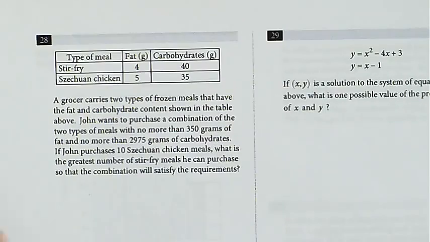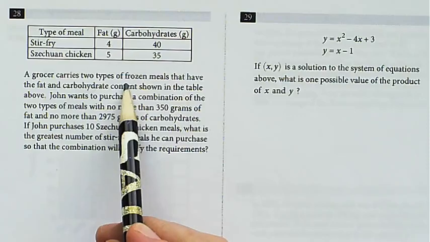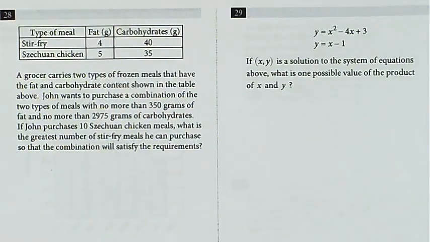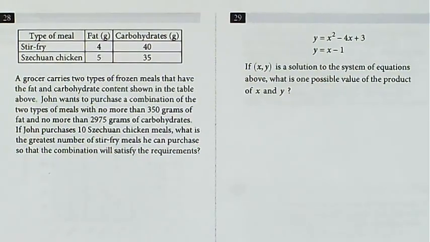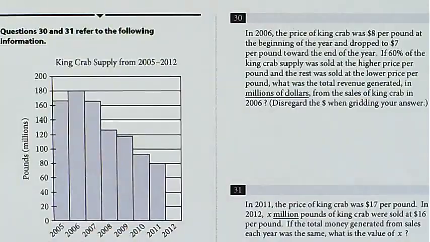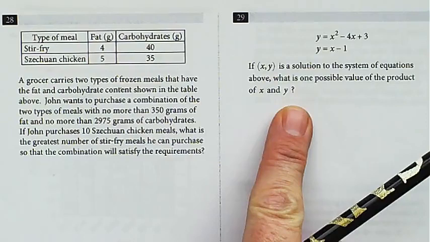Okay, number 28. The grocer carries 2 types of frozen meals. And you know what? When you get to these gridding questions, you're going to be pressured for time. Maybe look at the 4 questions that are left and say, where am I going to put my time here? What looks like the easiest one? 29 looks pretty darn easy.